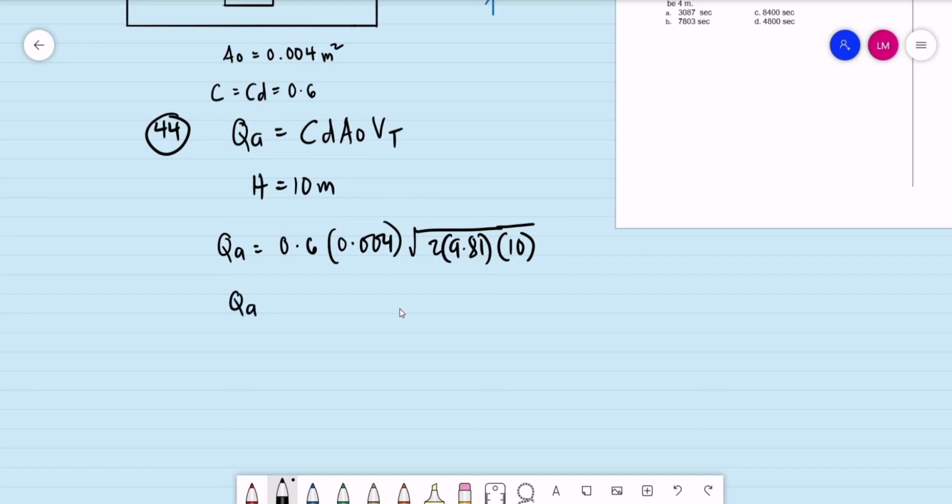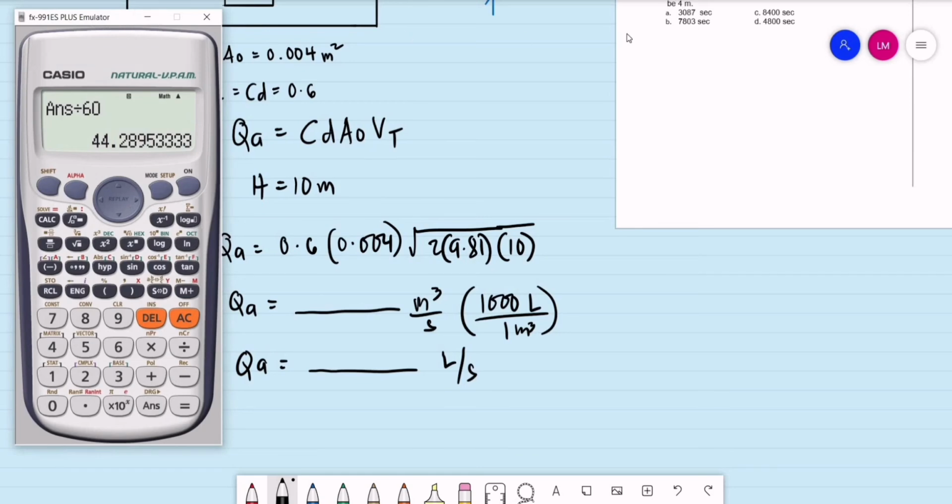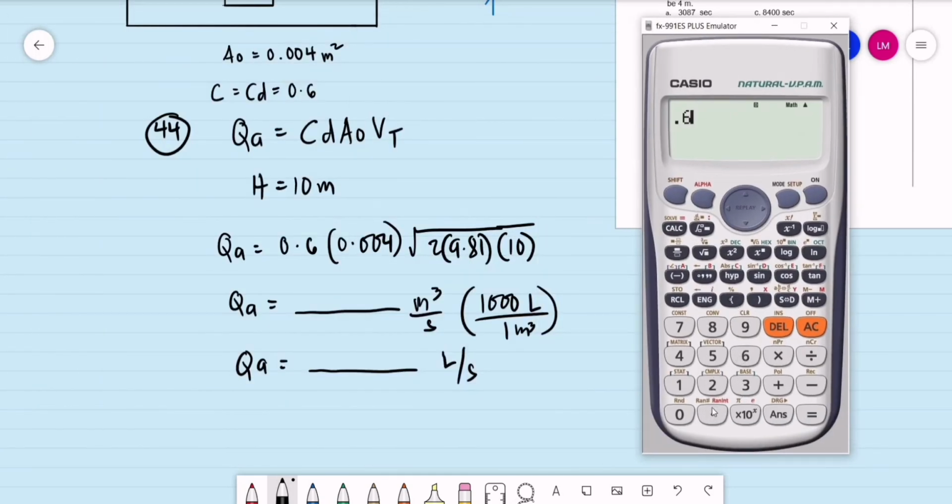So, we'll be having the flow rate actual. Based sa units, ang lalabas na unit nito ay cubic meter per second. So, mag-multiply tayo dito ng 1,000 liters is to 1 cubic meter, para yung sagot natin will be in terms of the liters per second. So question number 44. That is 0.6. Area ng orifice is 0.004. Then the square root of 2 times 9.81. Immediate or initial head is 10 meters. Then ito ay cubic meter per second multiplied by 1,000 to be in liters per second.